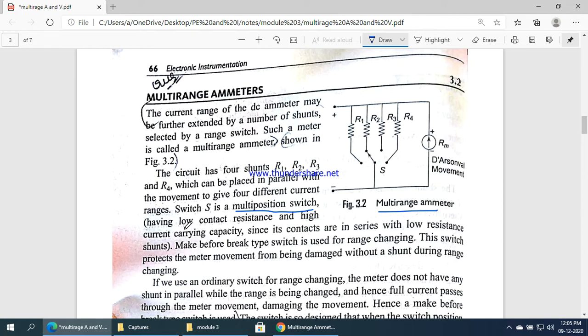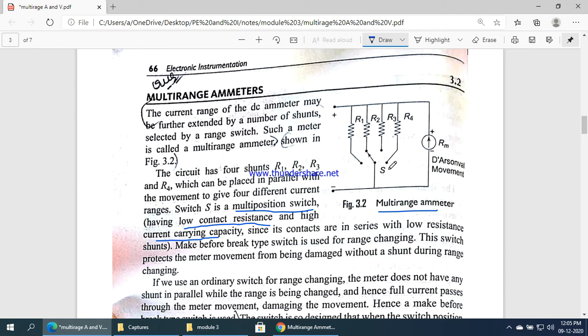carrying capacity. So the multi-range switch is having these properties, that is it can carry high current and the resistance which is offered by this switch is very low. So that is nothing but the multi-range switch characteristics of this particular multi-range ammeter. So up to 50 amps we can calculate.